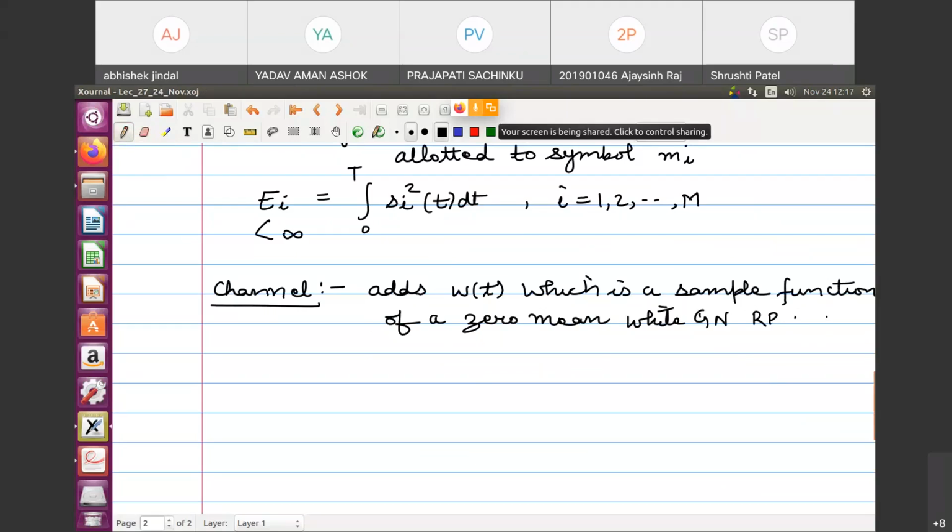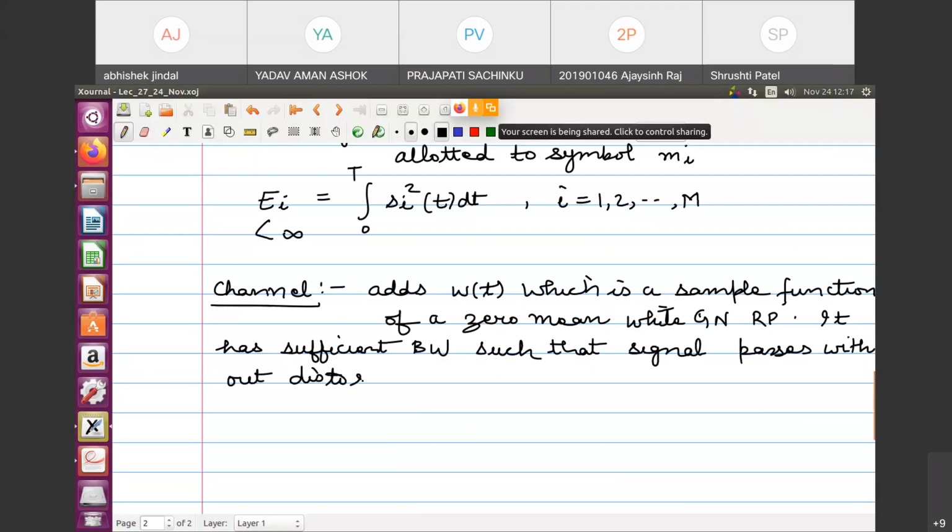Secondly, the channel has sufficient bandwidth such that the signal passes without distortion. Otherwise we would have to bring the Nyquist pulse criteria into the role. Because if the channel is band limited, it means that whatever you are transmitting goes through a channel which has a bandwidth less than the bandwidth of the transmitter, then it will lead to ISI. So for handling that, you had to design the pulse accordingly. That is the Nyquist criteria you had to use.